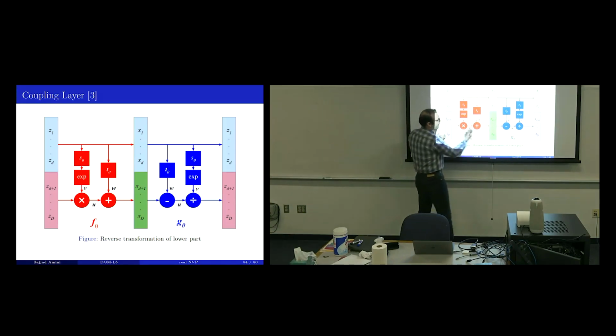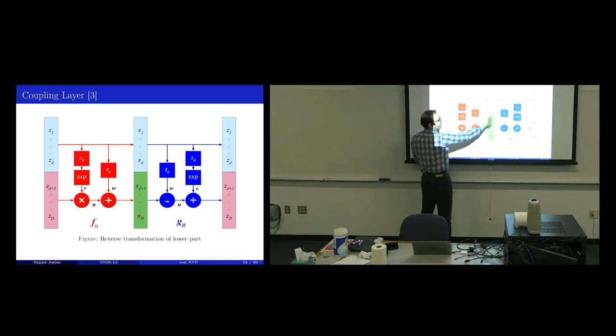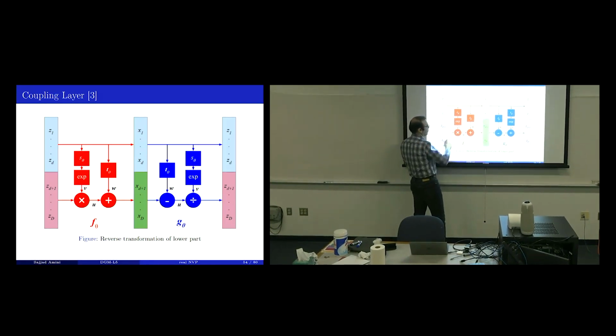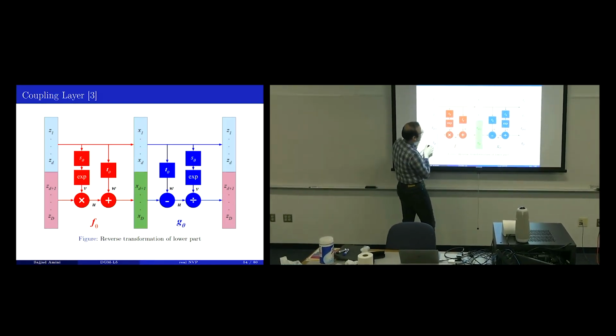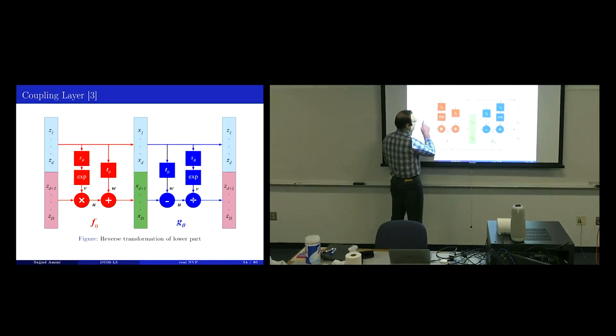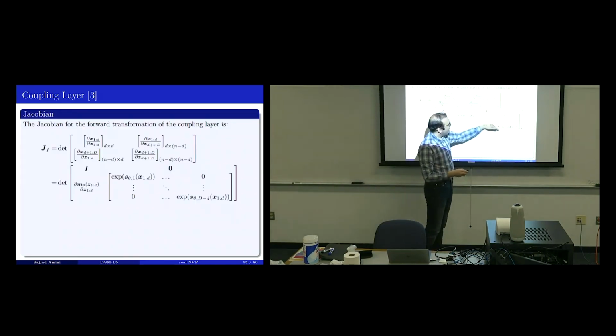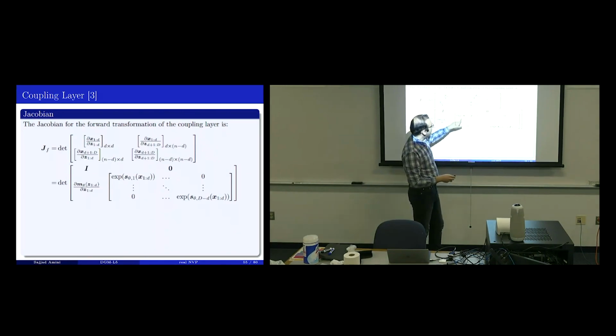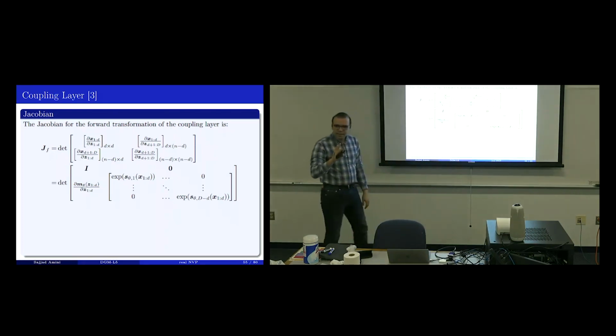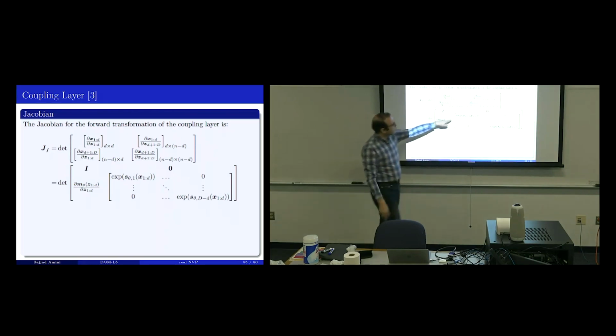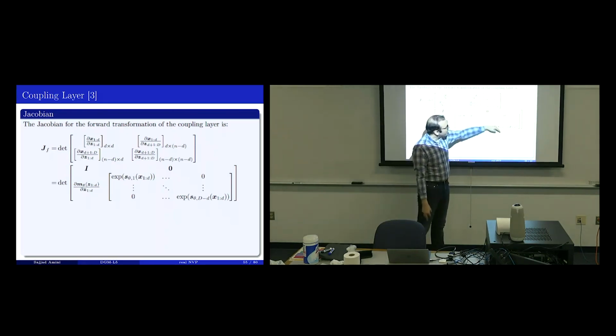Why? Because how this Z affects the second part. The second part of Z affects the second part of X just via this element-wise manner. It means that Z D plus 1 just affects X D plus 1. So this block is diagonal, and all other elements are 0. And for the diagonal element, you have just a scaling, because the addition of that part does not affect the gradient. So you just have the scales on the main diagonal.